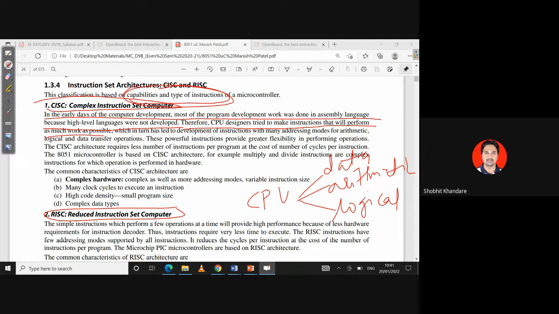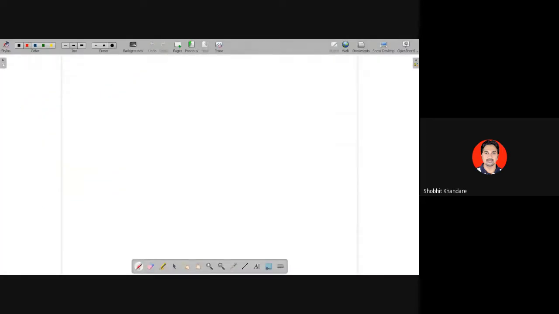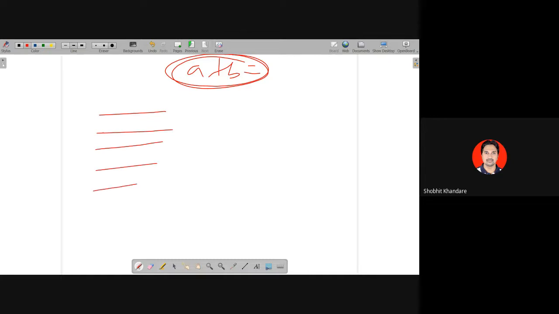Now, the CISC architecture requires fewer instructions per program at the cost of more cycles per instruction. This is a very important line. Let me explain that line. If I have to do a plus b, for this you have written, suppose, 5 instructions: 1, 2, 3, 4, 5. So this becomes your one program.